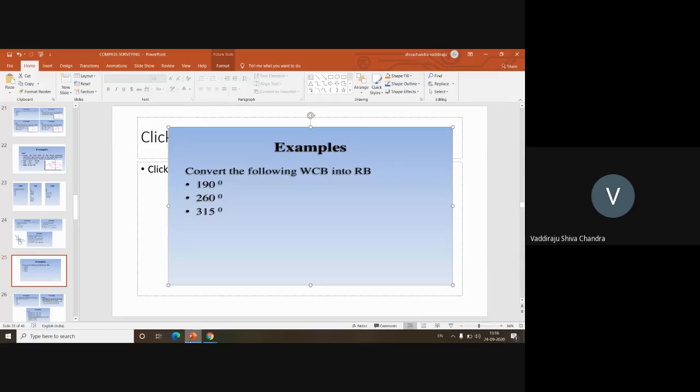One quadrant is equal to 90 degrees. So 315 comes under the 270 to 360 band. That is the fourth quadrant. So what will be the reduced bearing of 315 degrees now?